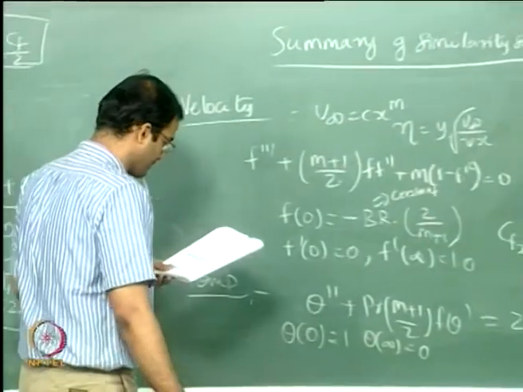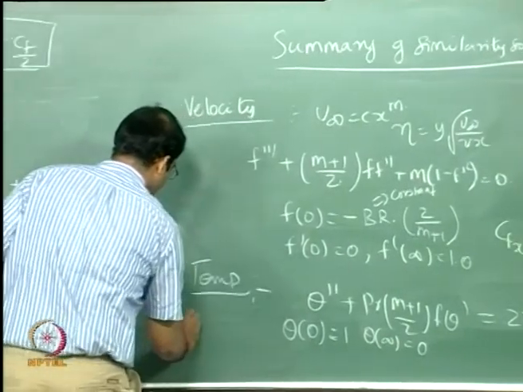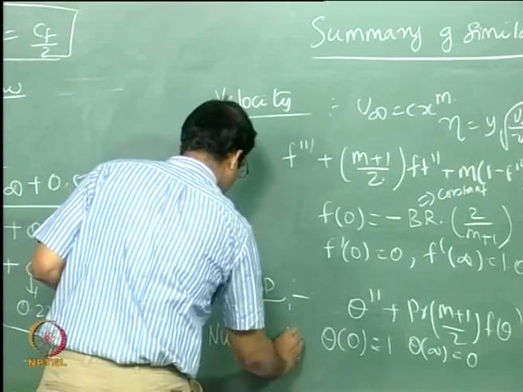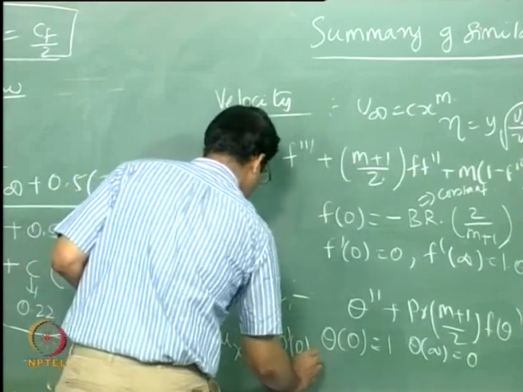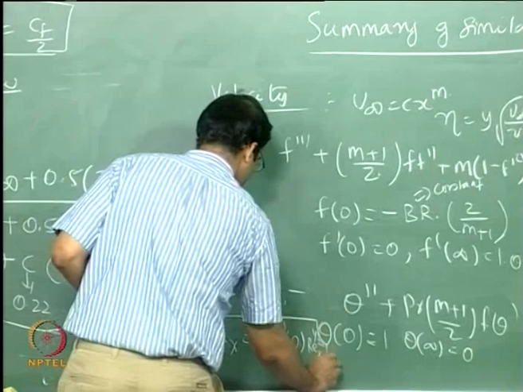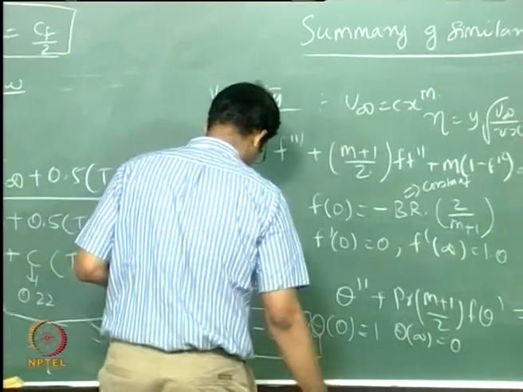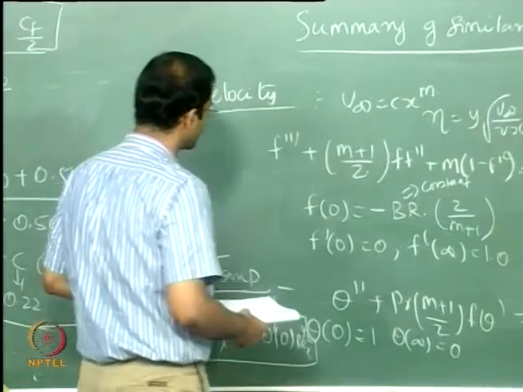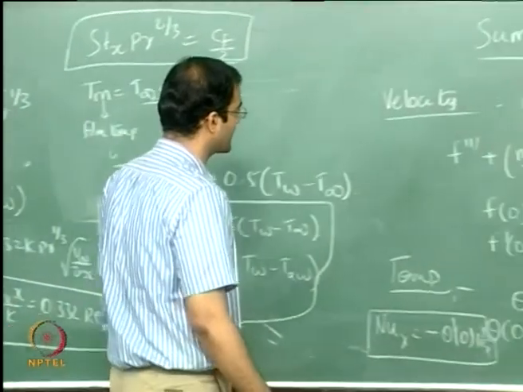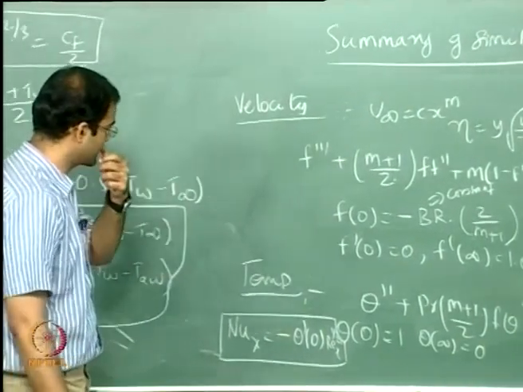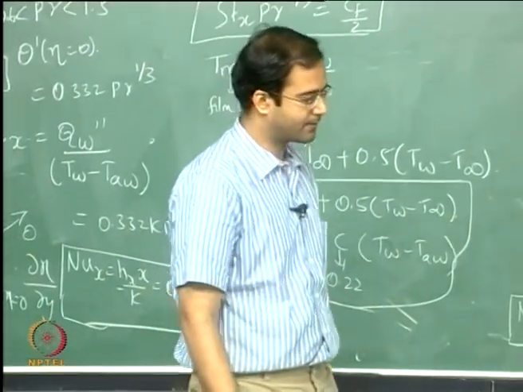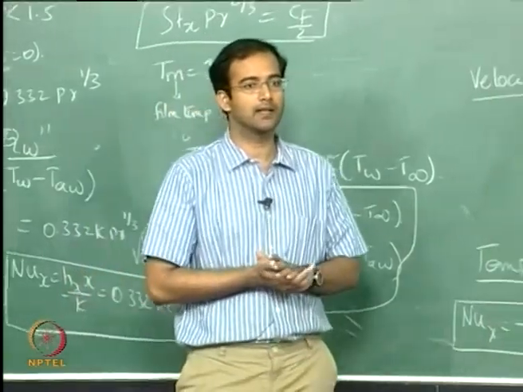So for this the Nusselt number relation finally will be minus theta prime at 0 into square root of Rex, or Rex power half. These are the most general similarity solutions. Of course, we have derived the particular cases, and also the general case from which we can get those specific cases. So we will stop here today, and in the next class we will look at the integral method solutions.